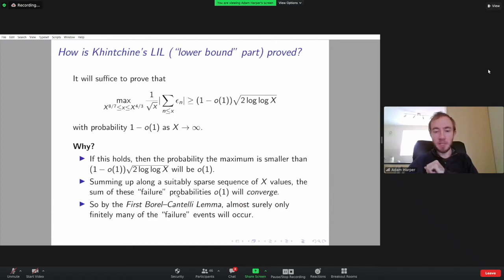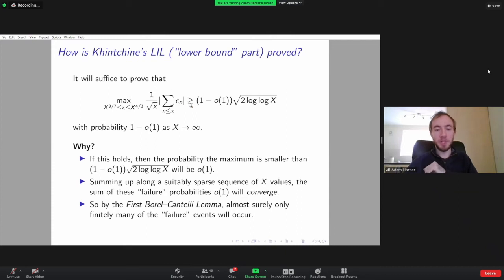And remember that these events we're talking about here are the failure events, the complement of this. So the first Borel-Cantelli lemma will tell us that almost surely only finitely many of these failure events will occur along this sparse sequence of X values. And that's another way of saying that from some point onwards, along this sparse sequence of capital X values, this will always hold its success event.